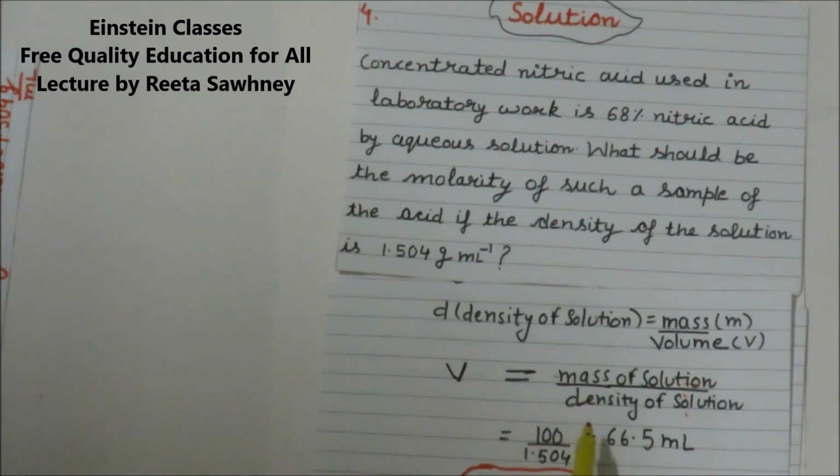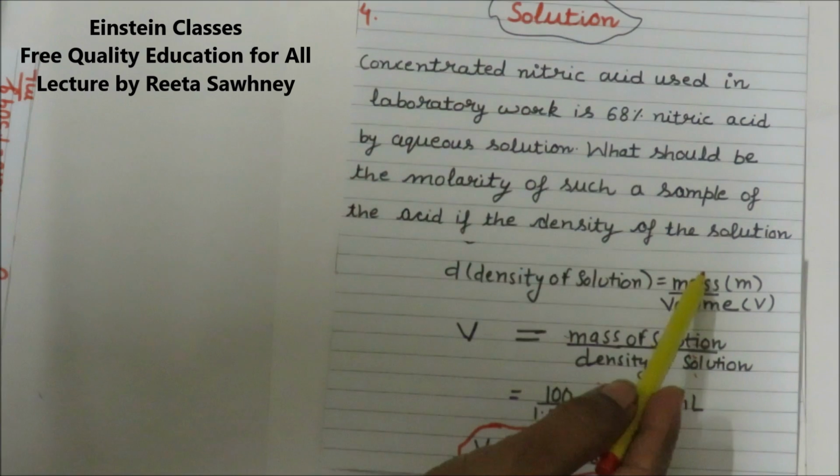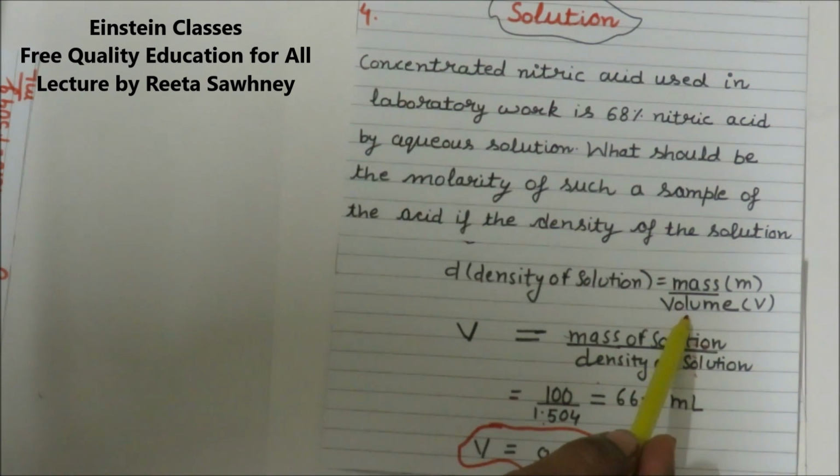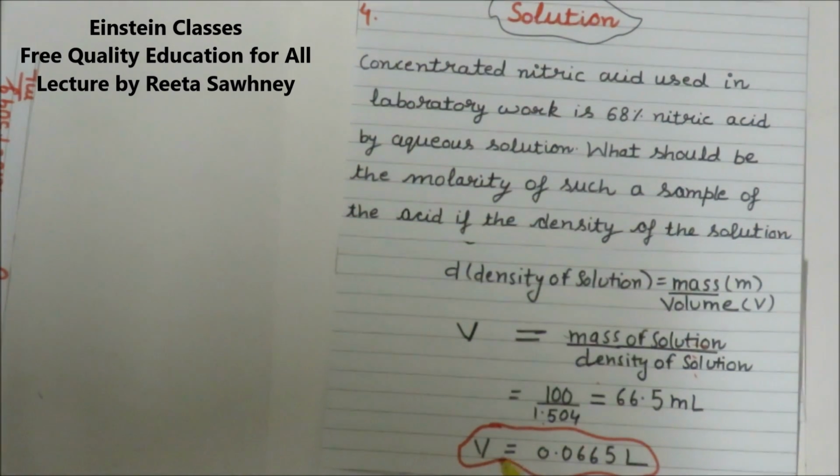So volume of solution would be 100 by 1.504, that is 66.5 ml. We have the mass, and now we have found the volume, which comes out to be 66.5 ml. But in molarity, we should take the volume in units of liters. So by dividing by the 1000 factor, we get the volume as 0.0665 liter.